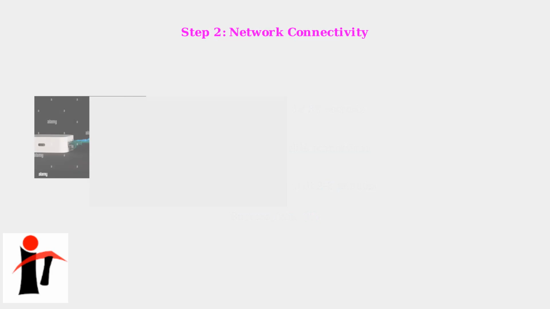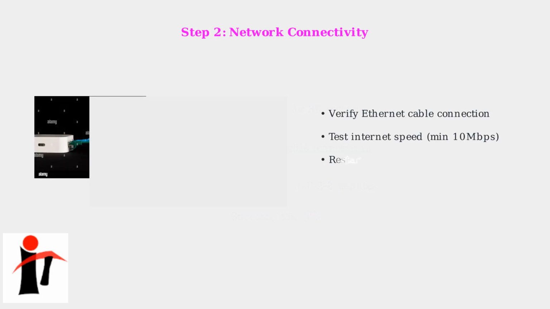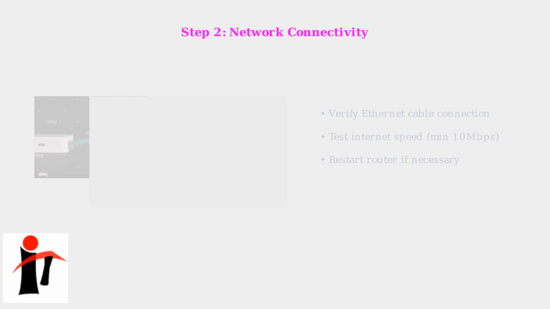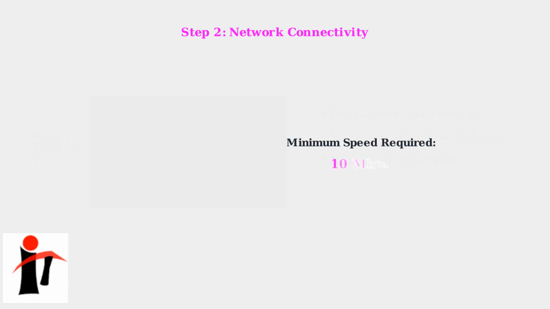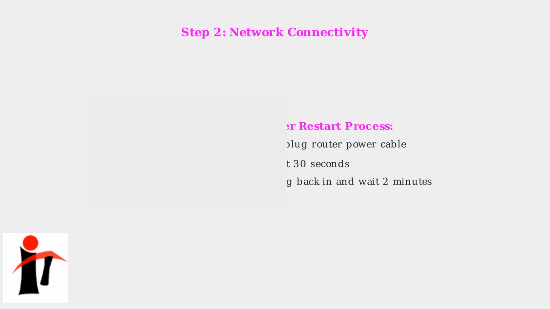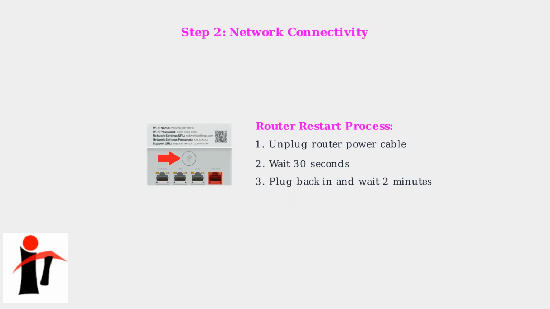Network connectivity issues cause 25% of TalkTalk box problems. Start by checking your Ethernet cable connection, ensuring it's firmly plugged into both the box and your router. Test your internet speed to ensure it meets the minimum requirement of 10 megabits per second. Slower speeds can cause buffering, freezing, and connection drops. If speed tests show poor performance, restart your router. This clears temporary network issues and often restores optimal connectivity for your TalkTalk box.